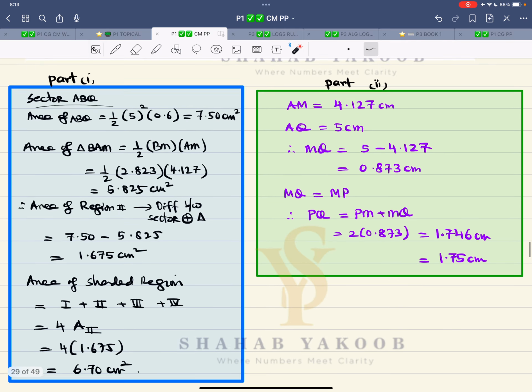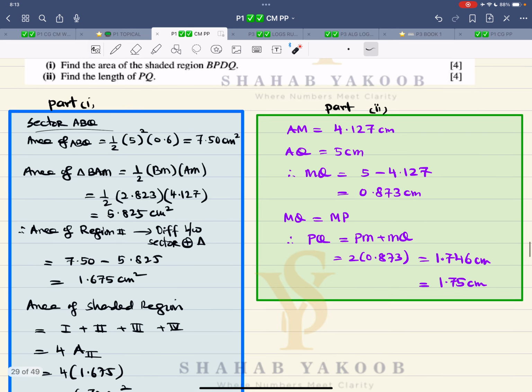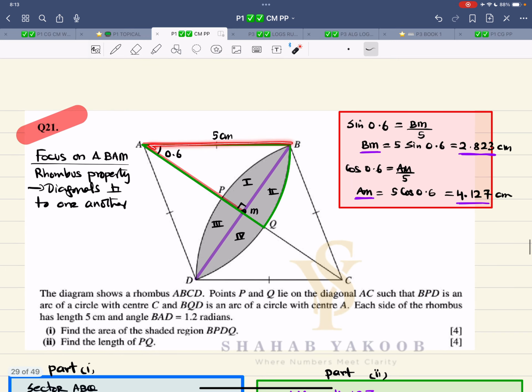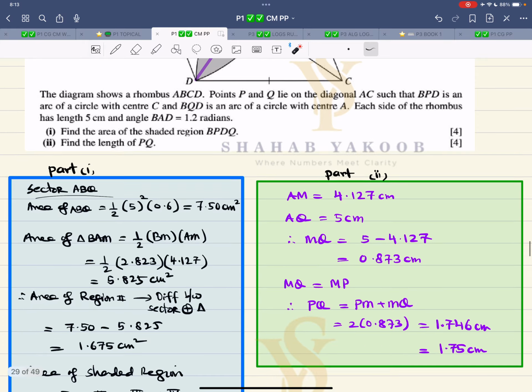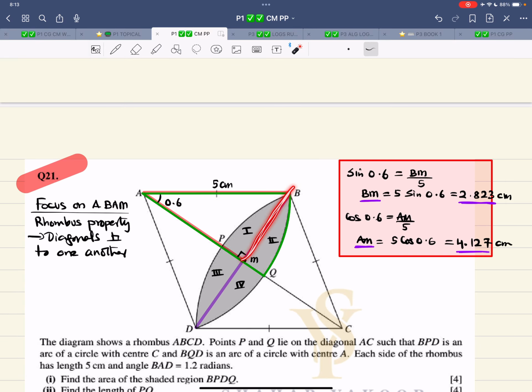Let's look at the working. Area of ABQ, that's half into 5 square into 0.6. That is half r square theta. Area of triangle BAM, that is half into BM into AM.